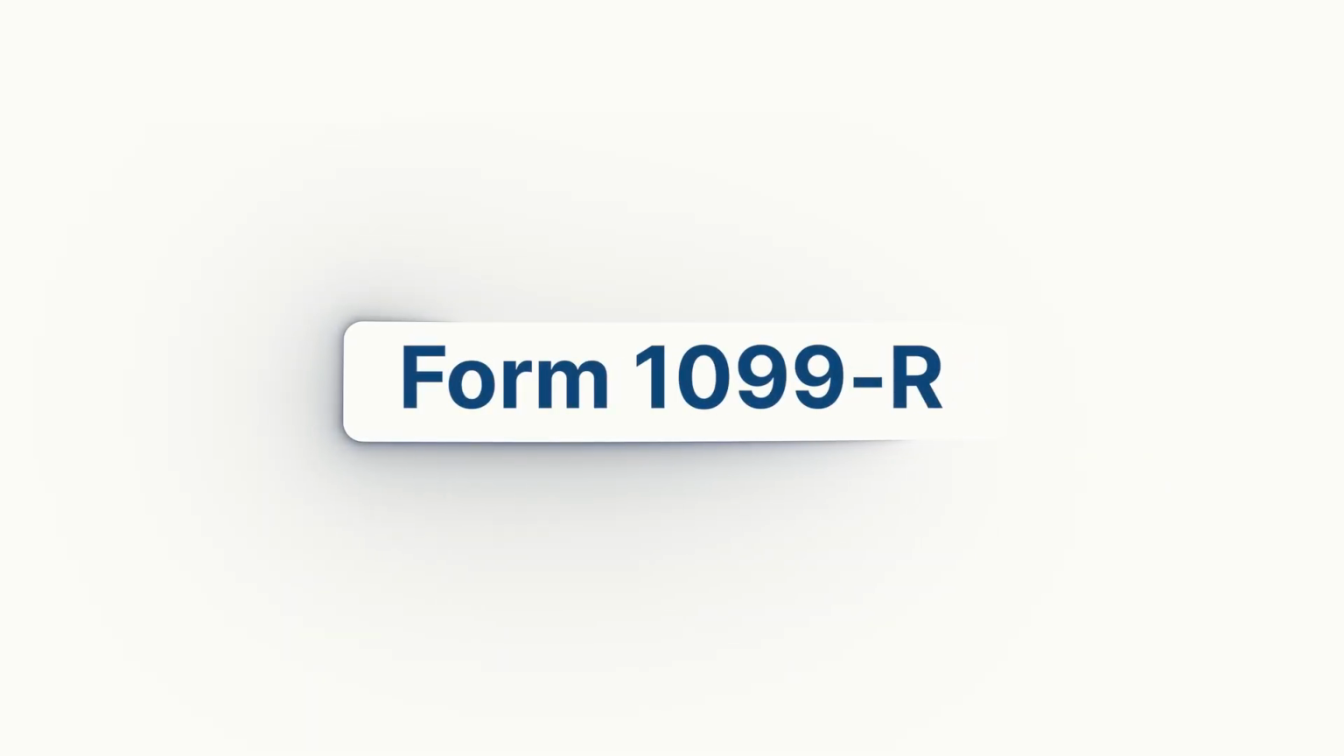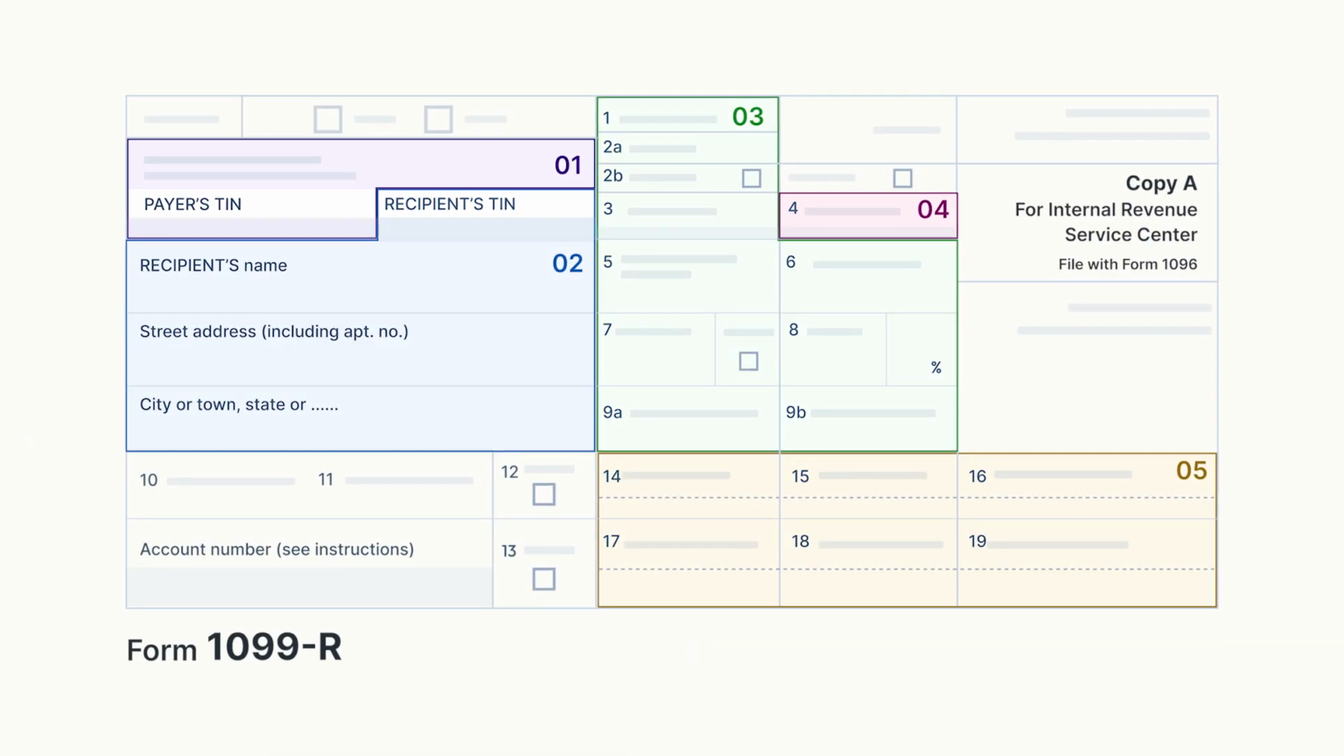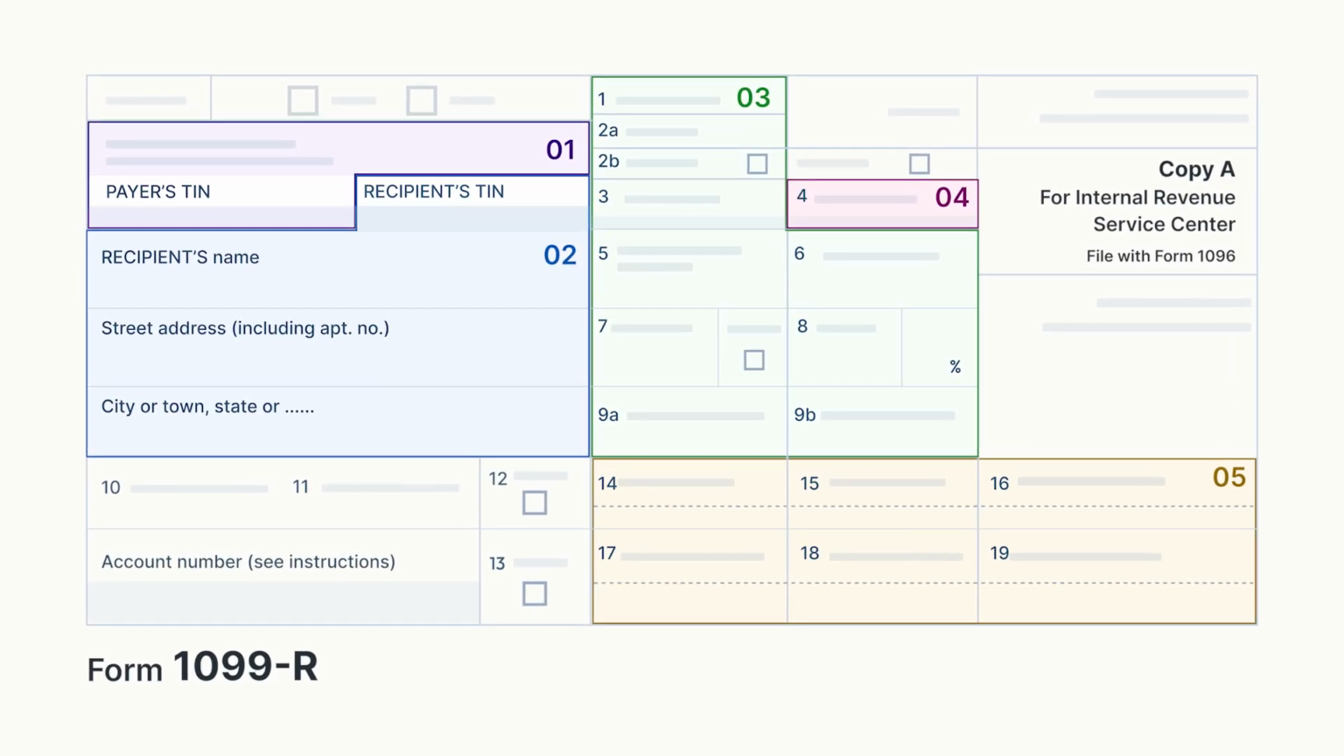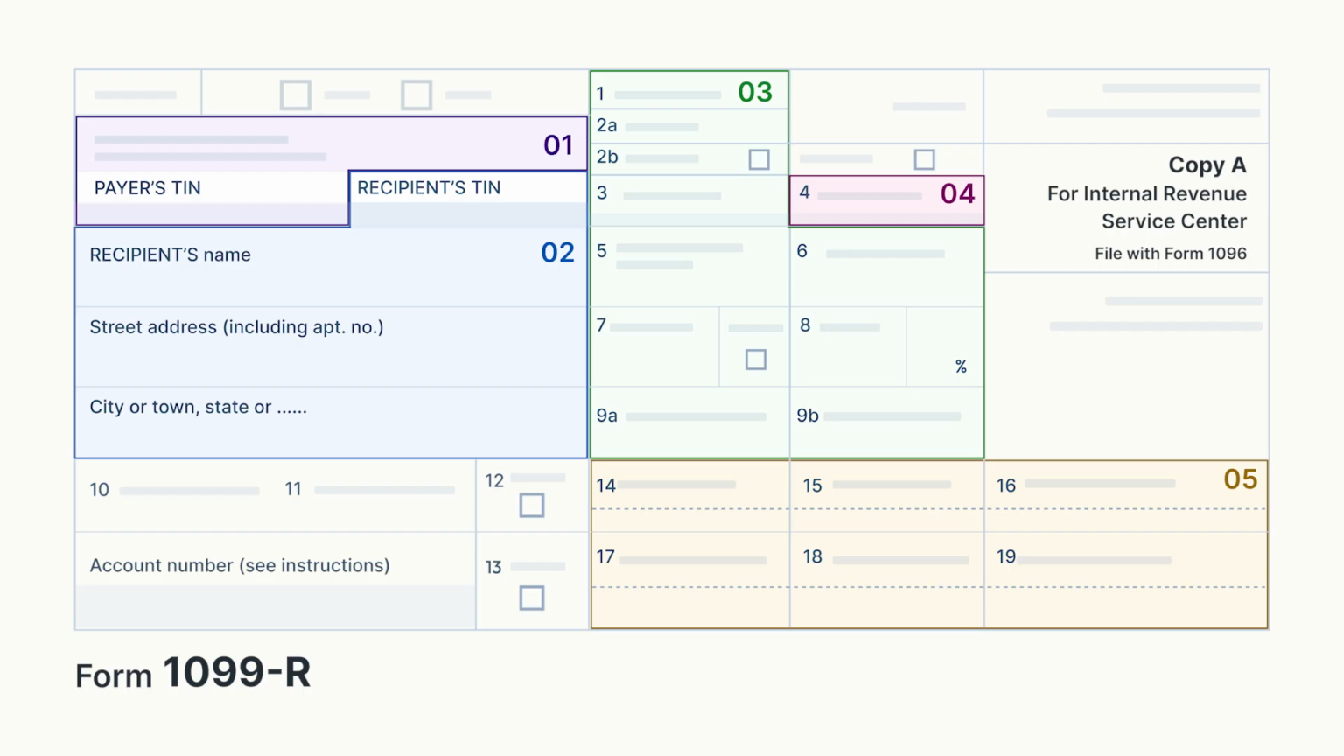Form 1099-R is an IRS information return used to report distributions of $10 or more from pensions, annuities, retirement or profit-sharing plans, IRAs, insurance contracts, and other similar sources during the tax year. It is typically filed by plan administrators, financial institutions, insurance companies, and other payers that distribute retirement benefits.